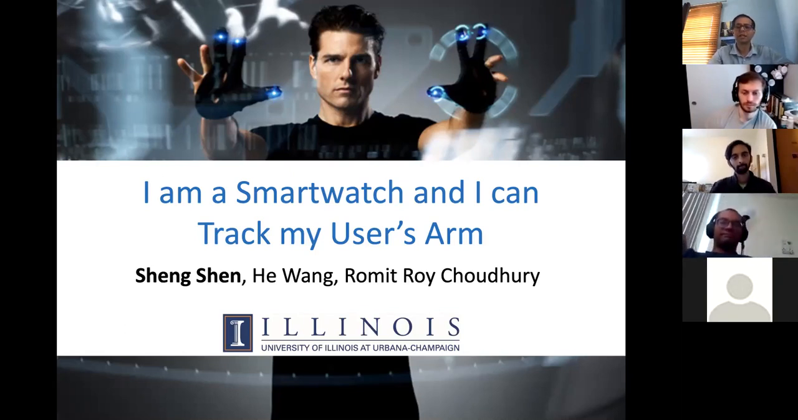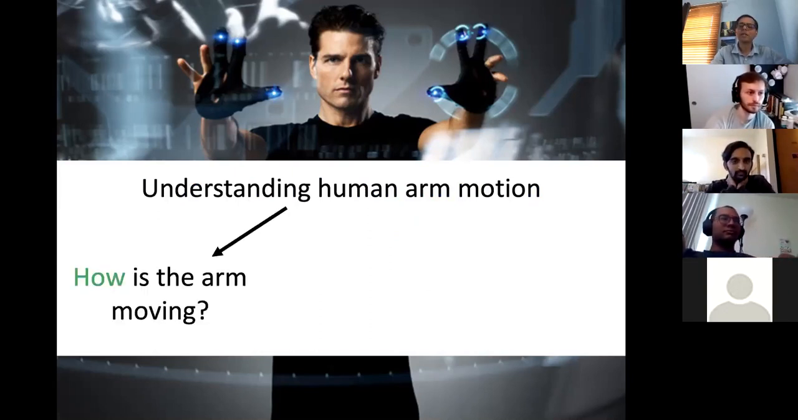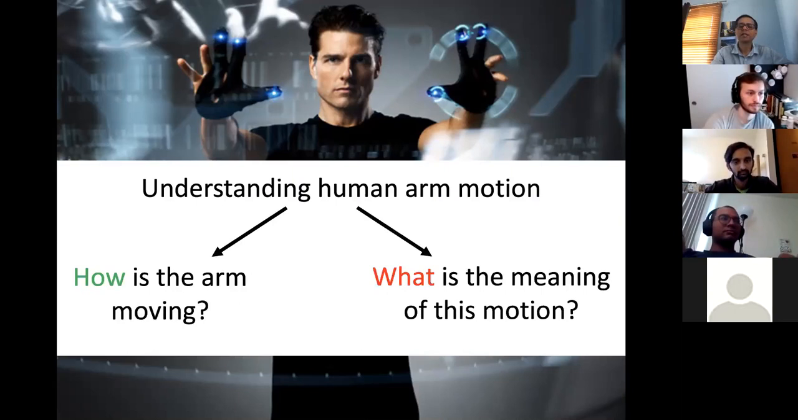Great. You can all see Tom Cruise. Okay. So understanding human arm motion, that's the goal. There are two ways of understanding this problem. One is, how is the arm moving? And the other is, what is the meaning of this motion? How the arm is moving means, what is the trajectory of this arm? The 3D trajectory, a vector of XYZ values. The meaning of this motion means, for this vector, what is the person really doing? It's the semantic meaning.